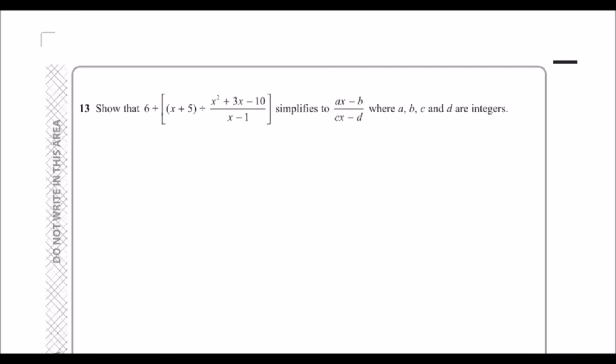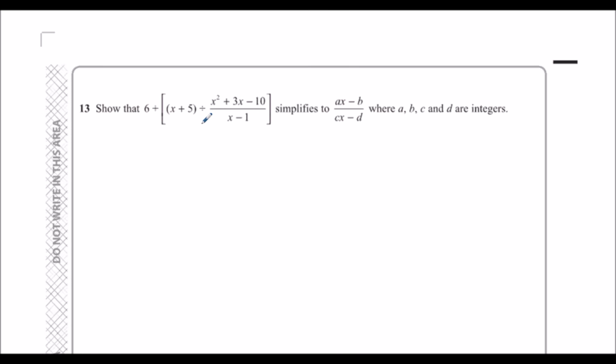Question 13. Show that 6 plus, then a big bracket, x plus 5 in a small bracket, divided by a fraction, x squared plus 3x minus 10 over x minus 1 can be simplified to ax minus b over cx minus d, where a, b, c and d are integers. This looks complicated, but it's just a simplifying algebra question, an algebraic fraction question. And if we take it step by step, we will be able to simplify it to the form we're given. So where can we start?